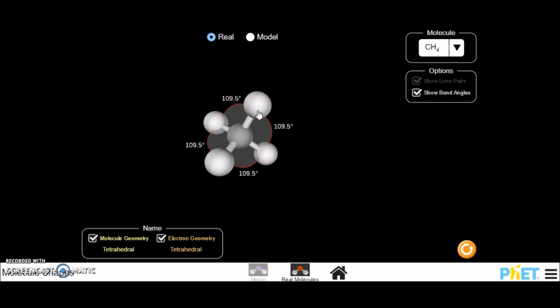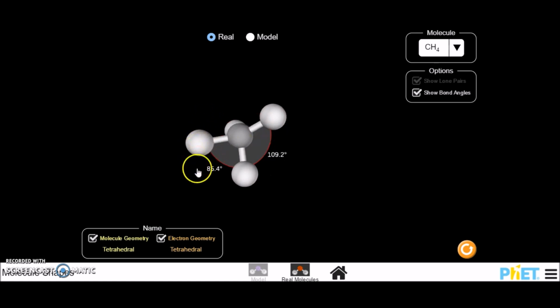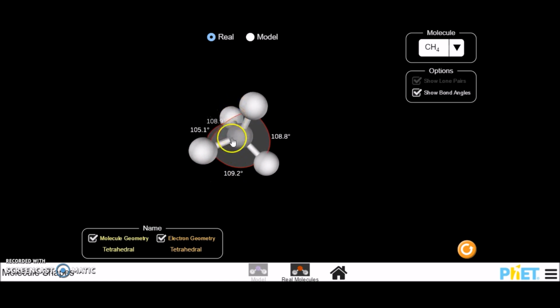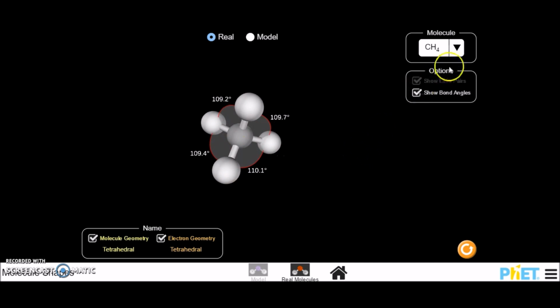Methane here, so also tetrahedral in relation to its electrons, but you can see it has a different bond angle, 109. So that is larger than the bond angle that we just had in ammonia. And the molecule shape here is again, well, tetrahedral for methane.